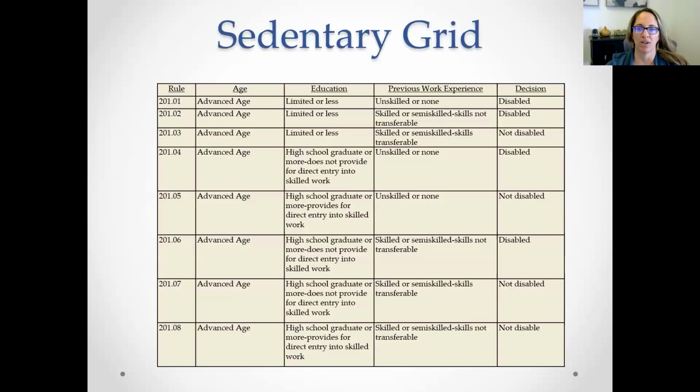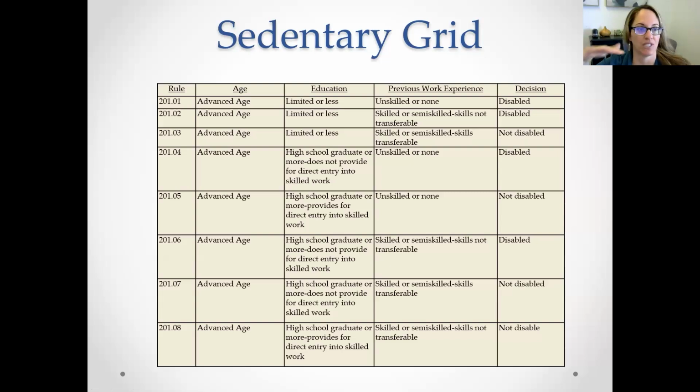Well, for that person, we have a special grid that we can use. And the special grid looks like this. If you look at the top, let's say that they're 60 years old now. That's considered advanced age. So we're looking at the screen and we say, okay, they're advanced age. And then if you look at the second column, education, limited or less, they don't have high school. And their previous work experience was unskilled. It was labor work. We look over here and all the way to the right, we see disabled. So we go check, check, check.